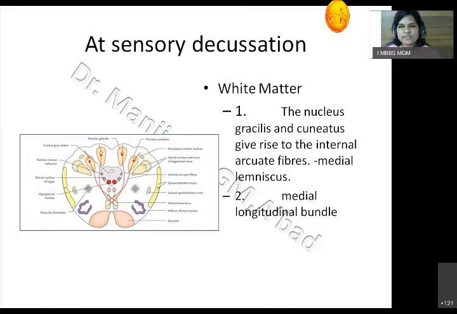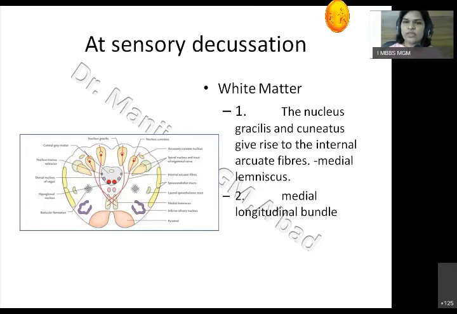So for the sensory tract, the primary neurons end in their own nucleus. From there, secondary order neurons start. They go up to the thalamus. And from the thalamus, tertiary order neurons start and they go into the cerebrum. So these tracts end in the nucleus gracilis and cuneatus. From here, secondary order neurons start.